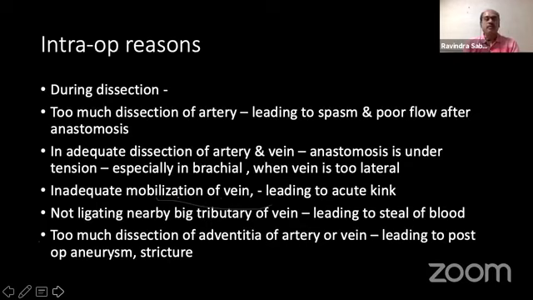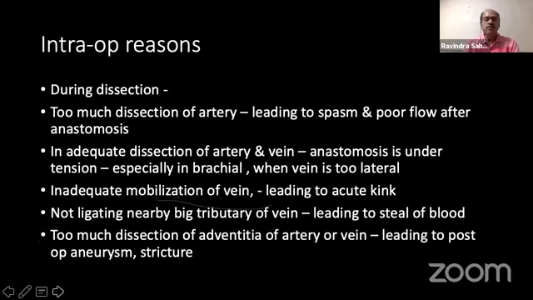Not ligating a nearby big tributary of a vein, leading to a steal of the blood. Ajay pointed out, and especially demonstrated when he was showing this, that if there is a tributary going to the deep system, ligate it, because not only will it steal the blood, but even if it is not stealing the blood, the unnecessary high pressure venous flow into the deep system will cause venous hypertension, and that is actually not required. So any nearby tributary should be ligated, it is necessary, and otherwise it can cause the failure of the fistula.